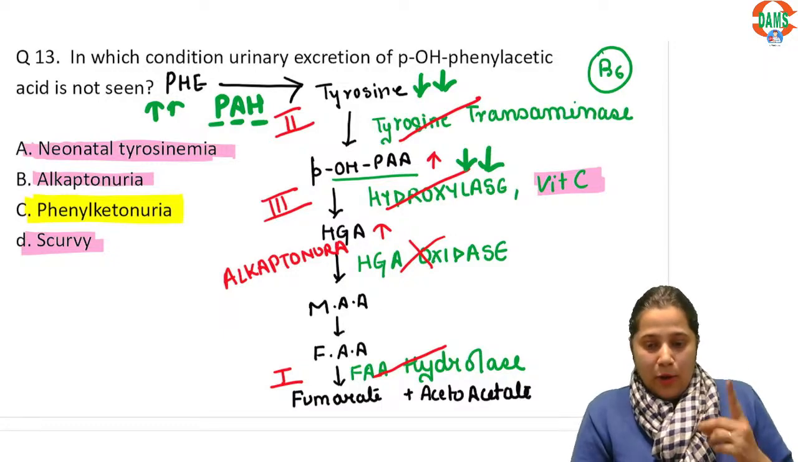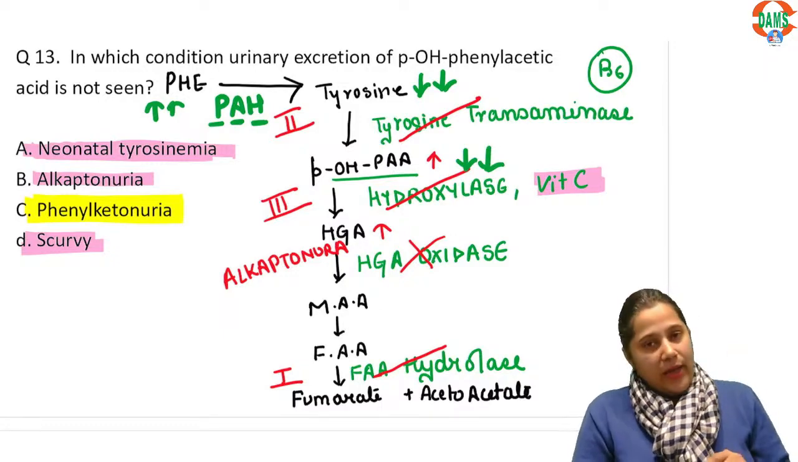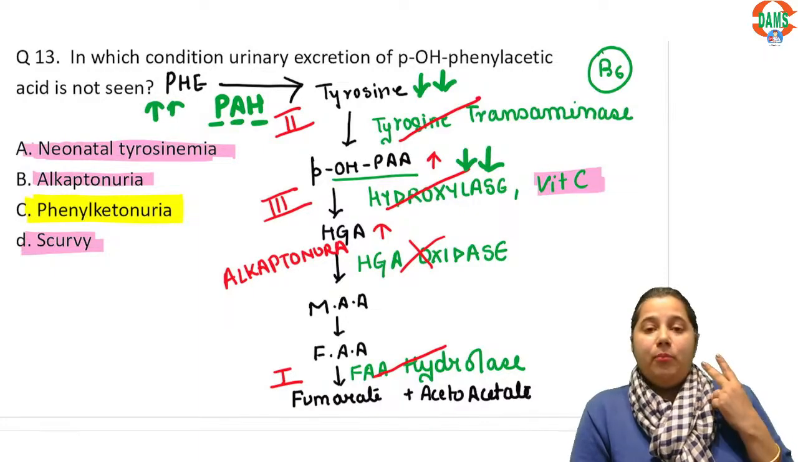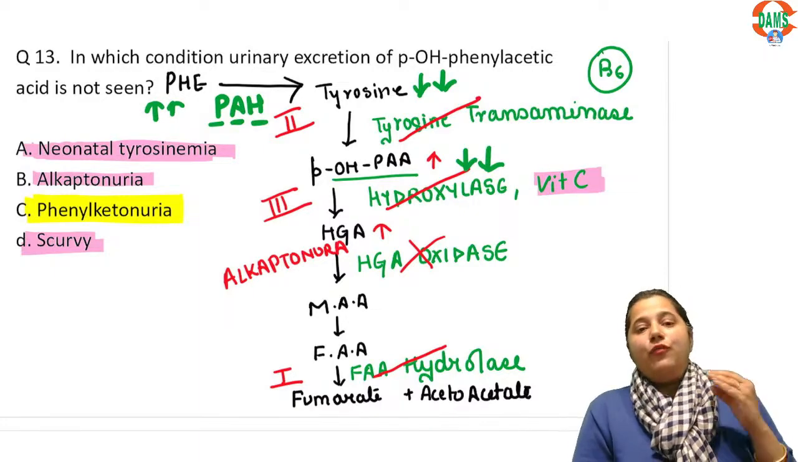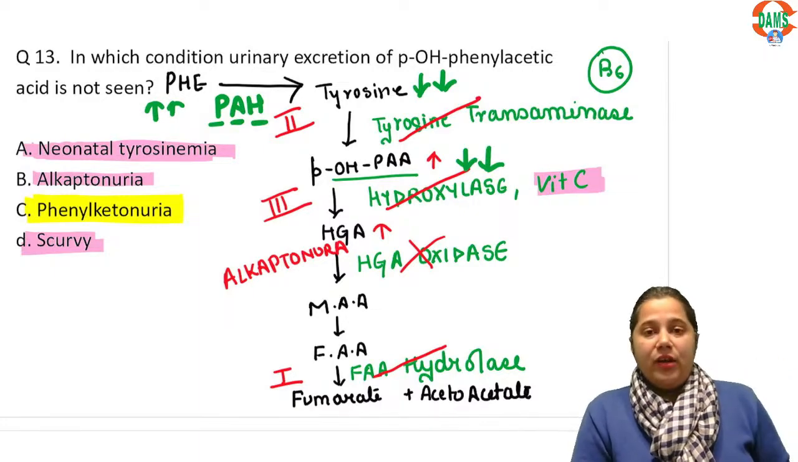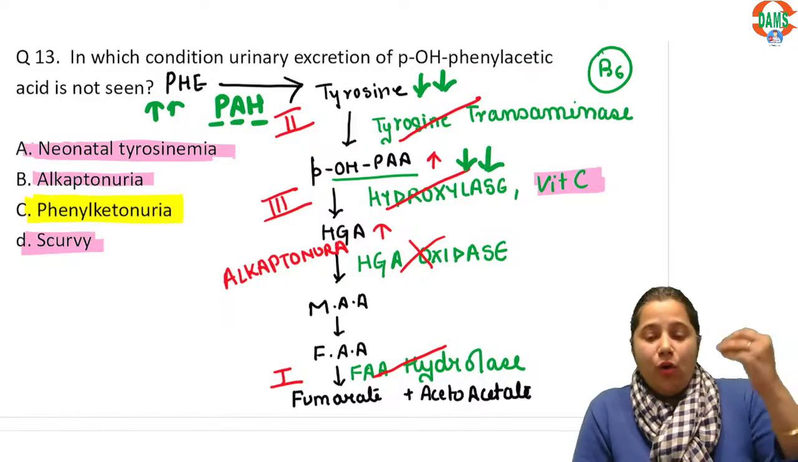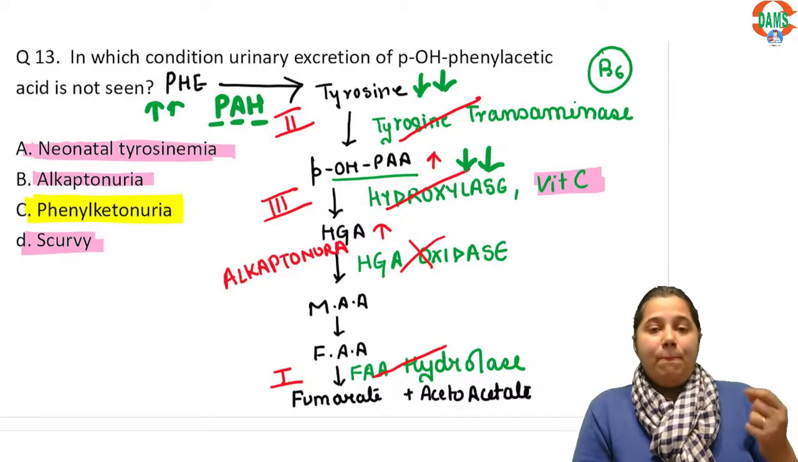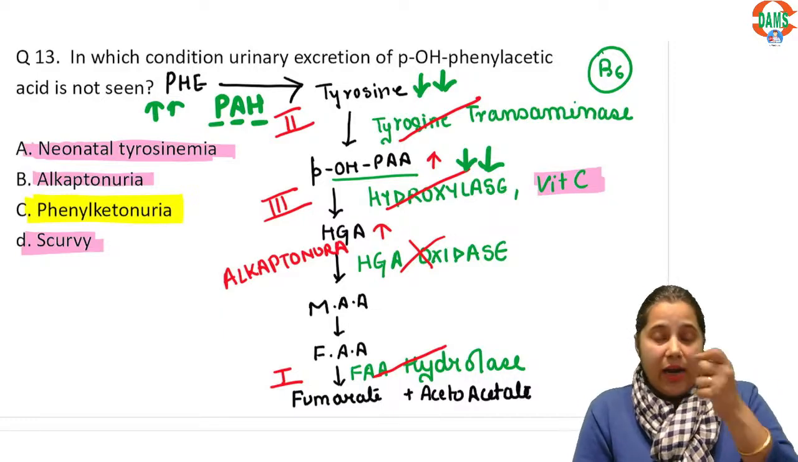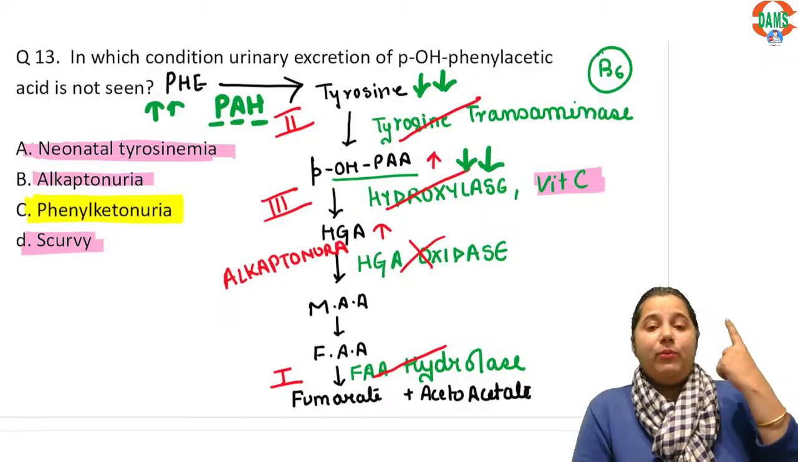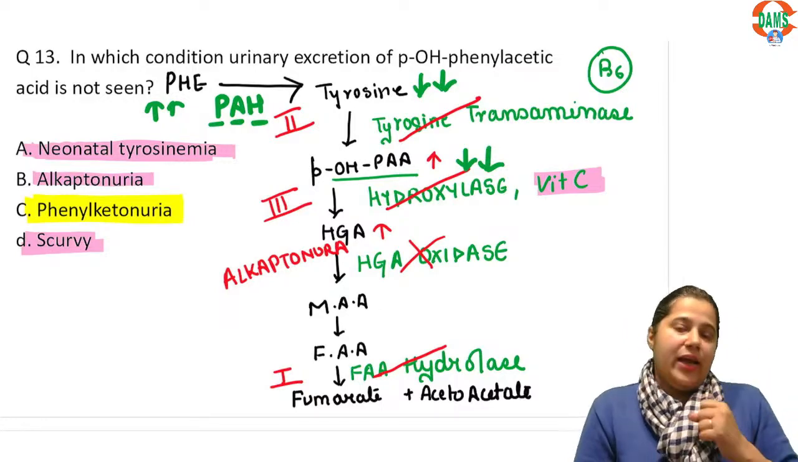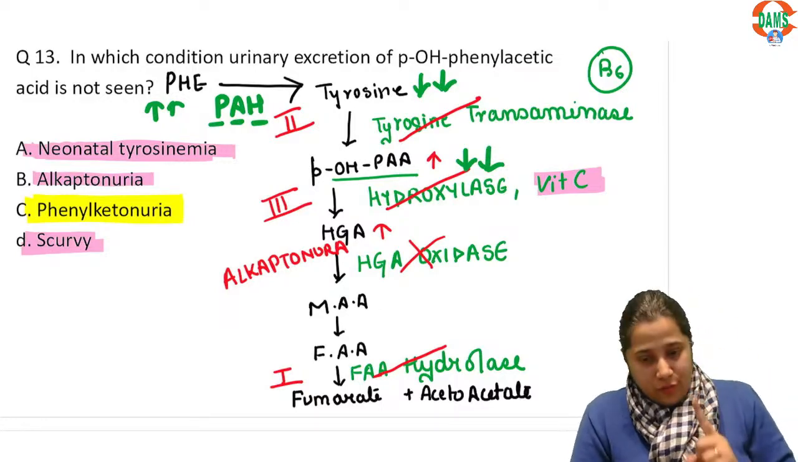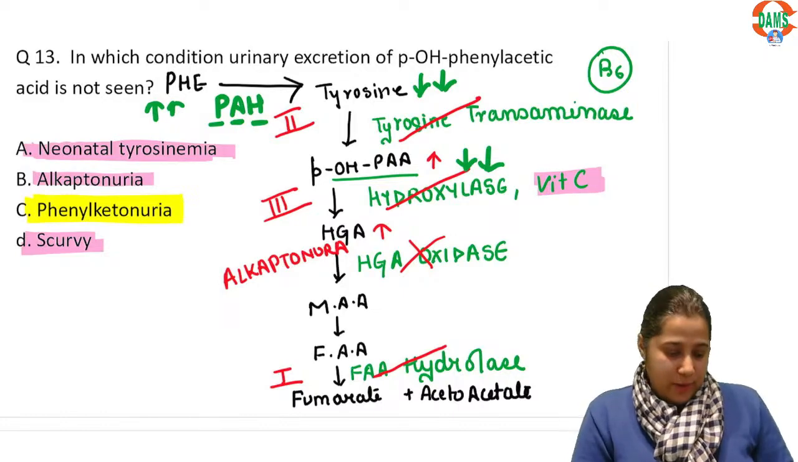So, point number 1, you have to know tyrosine catabolism. Point number 2, you must know phenylalanine is an essential amino acid which gives rise to the non-essential amino acid tyrosine. If the enzyme phenylalanine hydroxylase is deficient, there will be accumulation of phenylalanine, and this disorder is phenylketonuria.